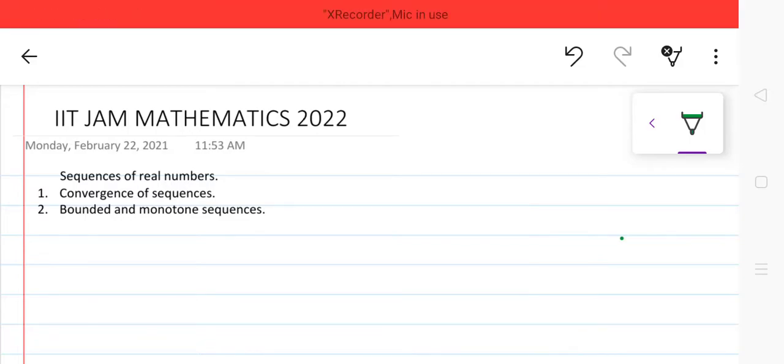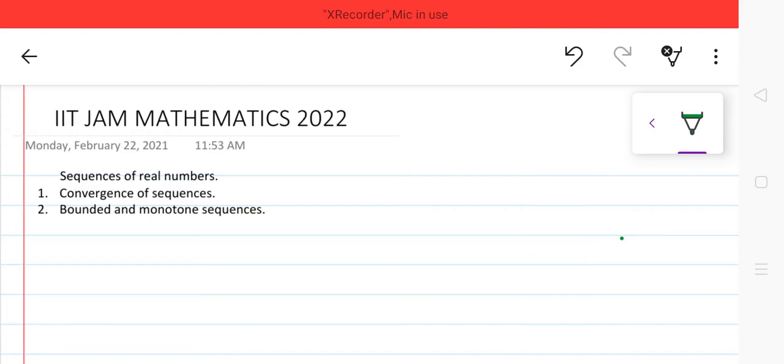So today we will be discussing the next examination, which is IIT JAM Mathematics 2022. For this, we need a strong background of real analysis. I am making this series from now onwards, and I will continue it till next year, till your exam. So we will start from the starting. No worries.